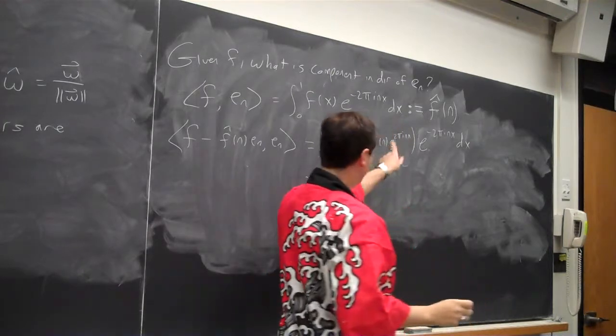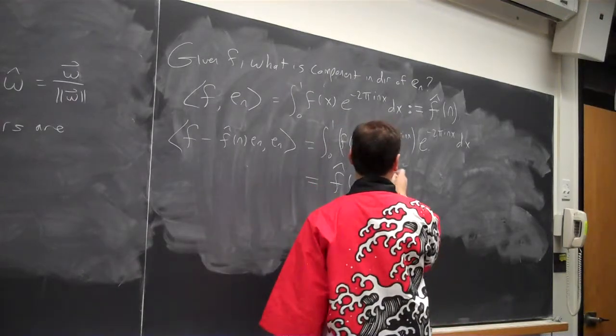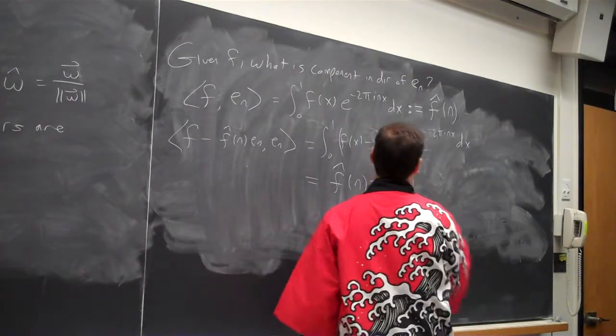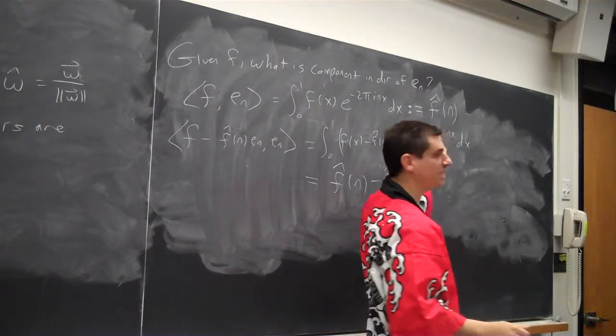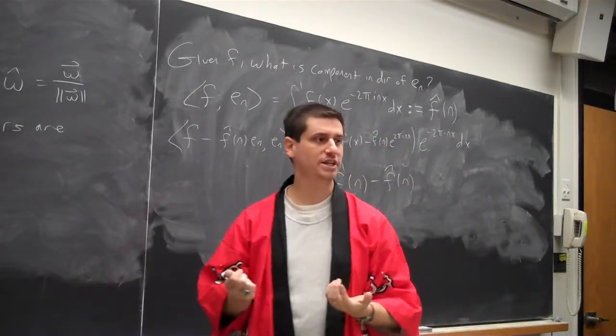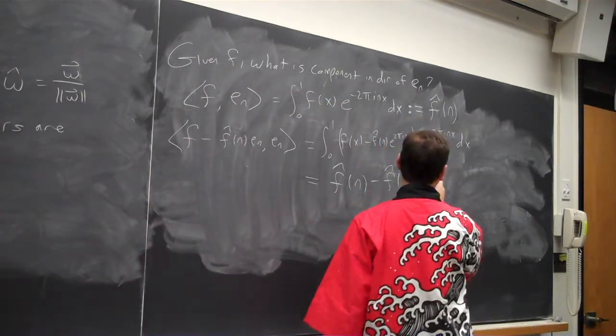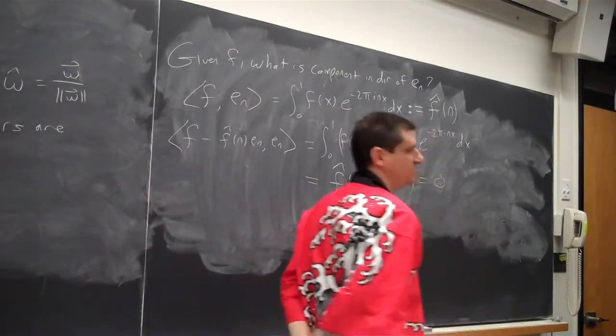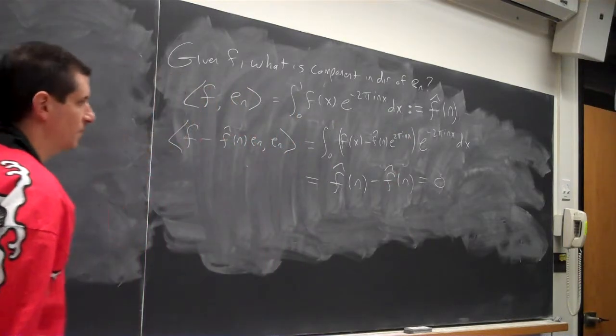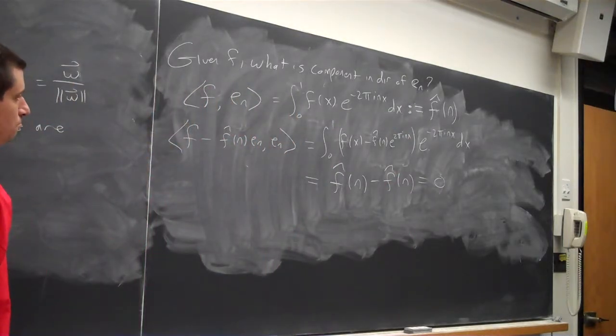The second one, I pull out the f hat of n, and I have e to the 2 pi i n x times e to the negative 2 pi i n x. Oh, good, that's just 1. And so, not surprisingly, we get 0. Okay, so as you would expect, if you subtract off your component in the direction of e_n, you are left with something that has no component in the direction of e_n.